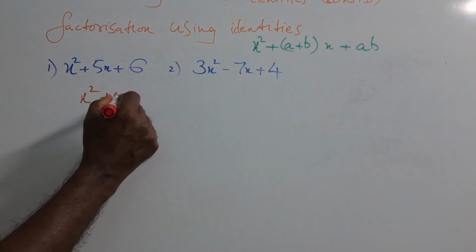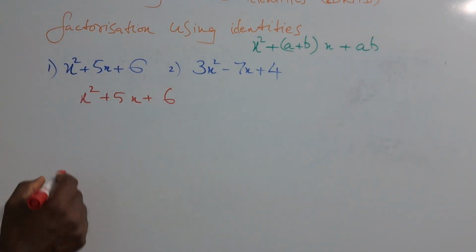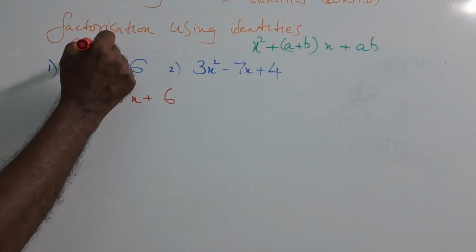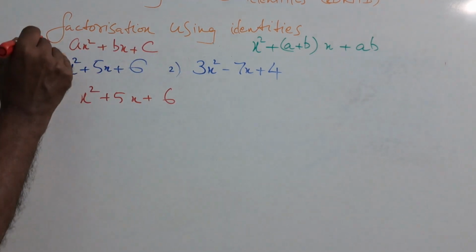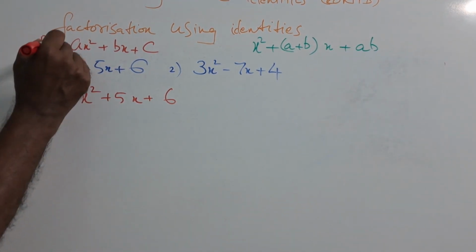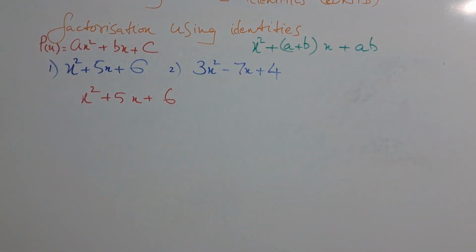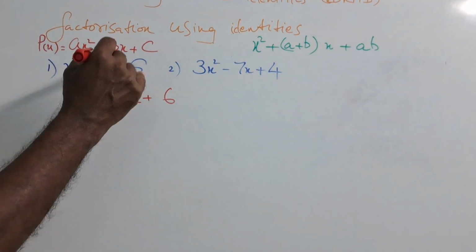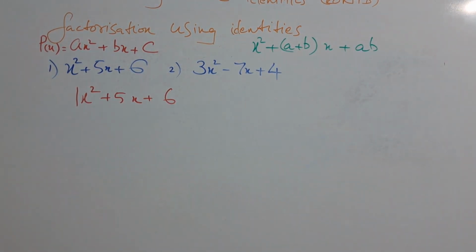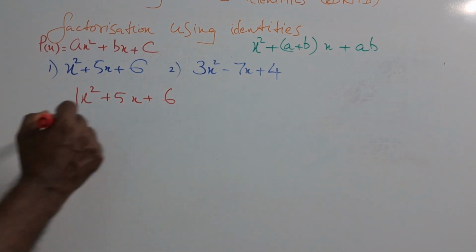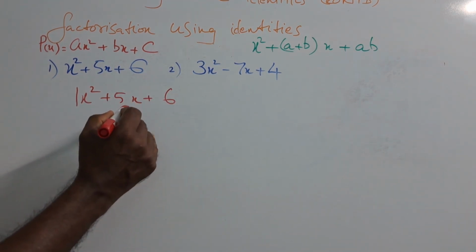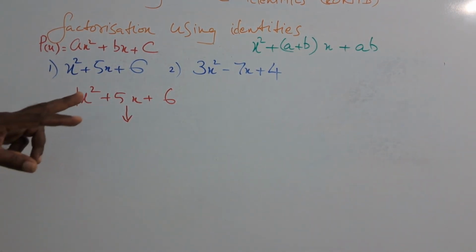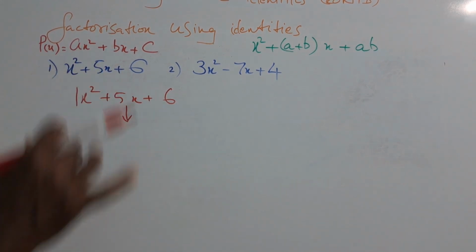Let's answer the first question: x square plus 5x plus 6. The general form of the polynomial is ax square plus bx plus c. This is the general form of the second degree polynomial. a is the coefficient of x square, b is the coefficient of x, c is the constant. In order to factorize, we use the method of splitting the midterm. The midterm is 5x. We need to split 5x into two terms.